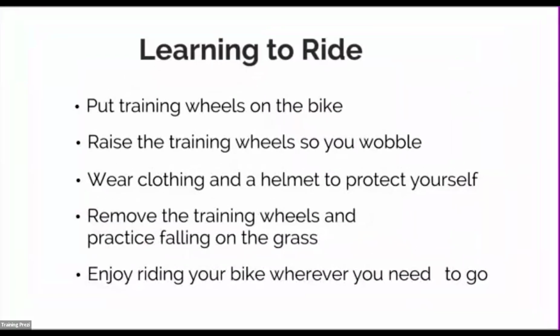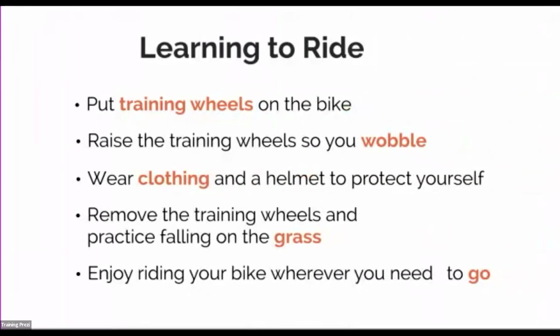So here's a pretty basic slide about learning to ride. What are the steps in learning how to ride a bike? You're going to put training wheels on your bike. Then, after you're comfortable using the training wheels, you're going to raise them a little bit so that you wobble. And you're going to get comfortable with the wobble so that you can balance yourself. You want to make sure that you're wearing clothing and a helmet to protect yourself in case you fall. Once you remove the training wheels, practice falling onto the grass so you don't skin your knee, and then enjoy riding your bike wherever you need to go.